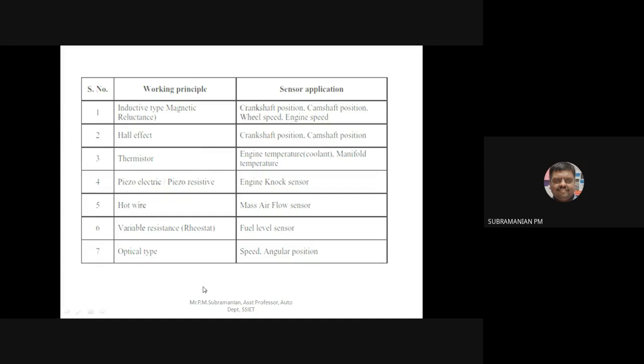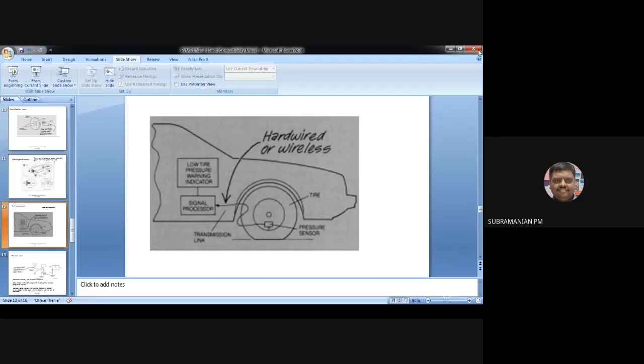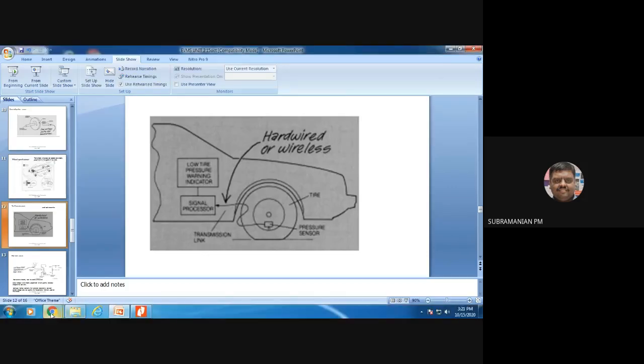I may ask a question: identify the sensors having the Hall effect working principle. Then you have to tell crankshaft position, camshaft position, like this. So go through this table, and this is the end of the second unit. I have completed the second unit. Next class, we will start the third unit. If you have any doubt, you can ask.